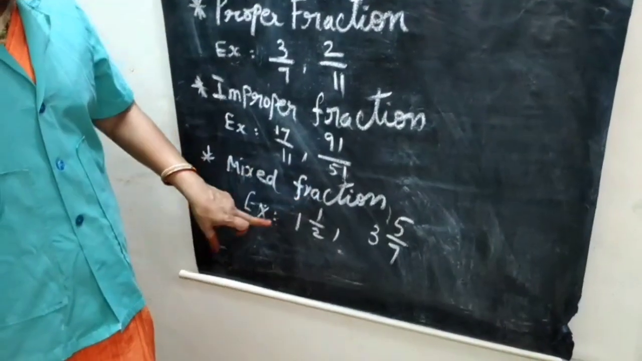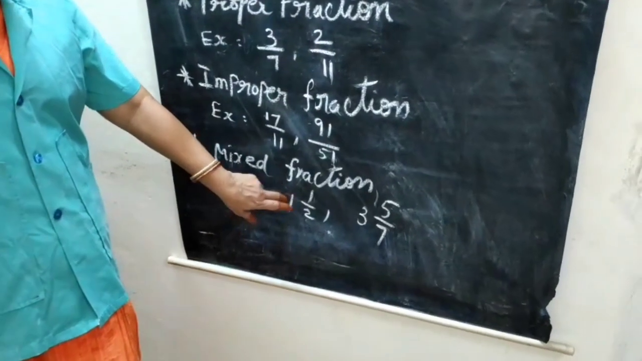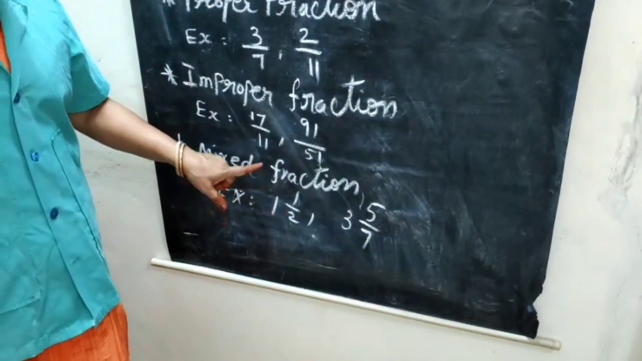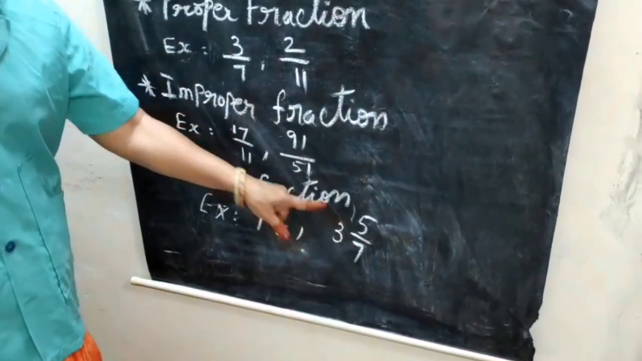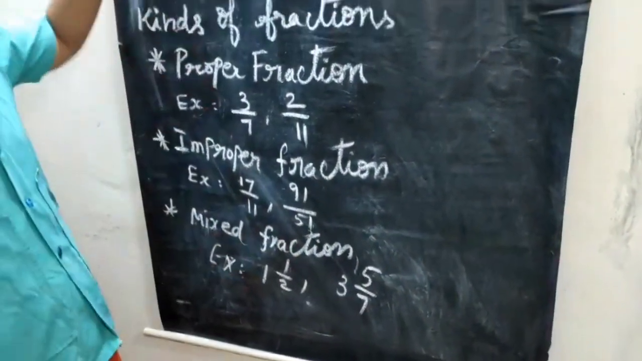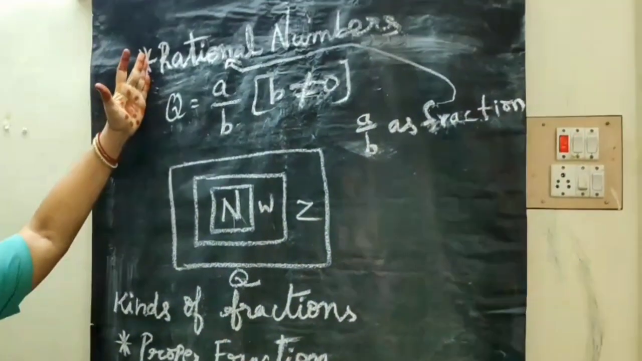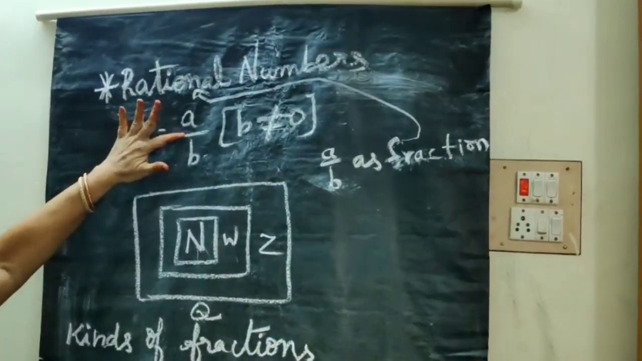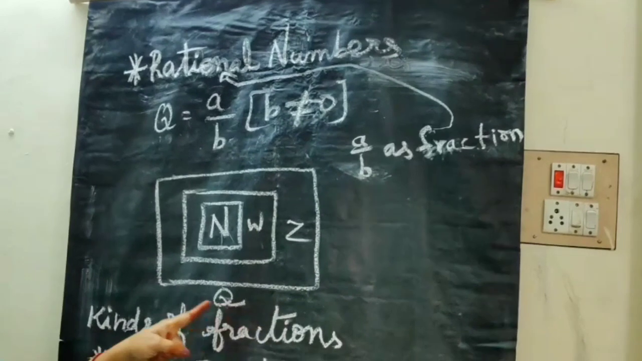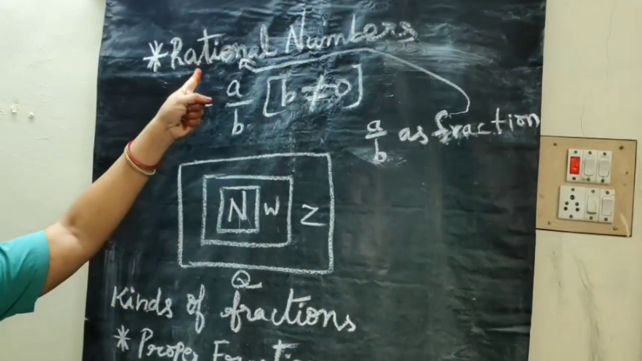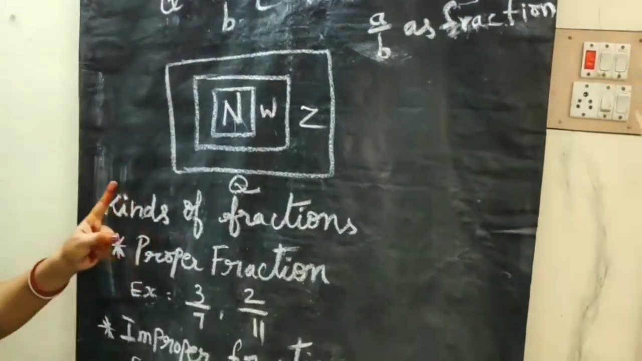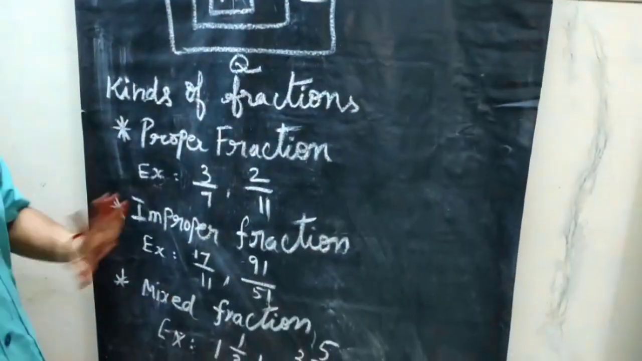Mixed fraction. Proper fraction. Whole number plus proper fraction is called the mixed fraction. Now what you learned are rational numbers, Q equal to a by b. All the collection of these numbers are called the rational numbers. Fraction is also rational. Kinds of fraction: proper, improper, mixed fraction.